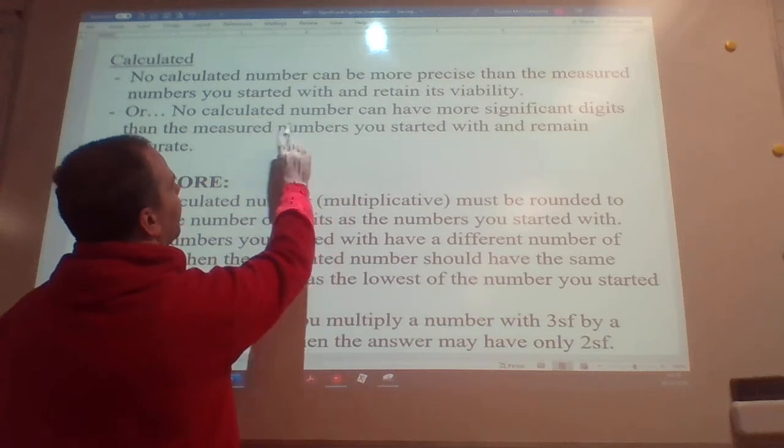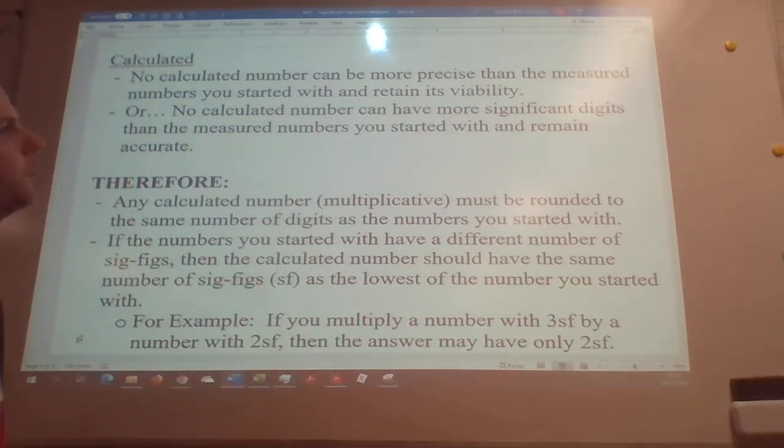No calculated number can have more sig-figs than the measured numbers you started with and remain accurate. That's correct. So, therefore, any calculated number that was gotten by multiplying or dividing must be rounded to the same number of digits as the numbers you started with. If the numbers you started with have a different number of sig figs, then the calculator answer should have the same number as the lowest number you started with.